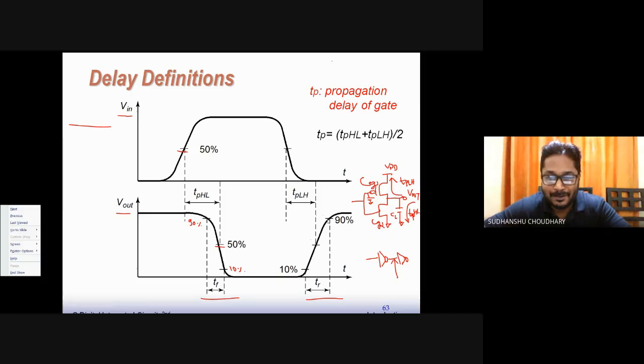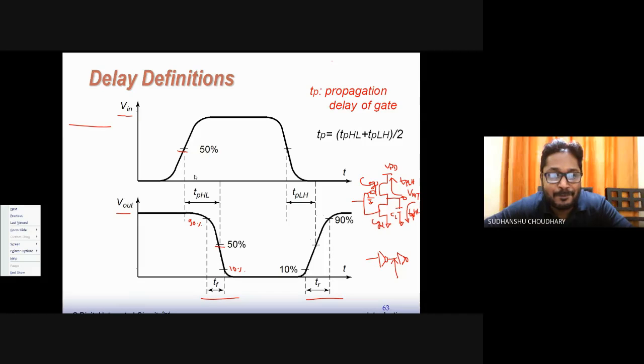Now, why 10%? Why not from 0? Because there is very much uncertainty in knowing which is actually the start time, when the output actually starts rising. There is some uncertainty in finding out the exact time when the output starts rising. So to remove that uncertainty, we select this 10% point and 90% point, not from 0 to 90 or 0 to 100.